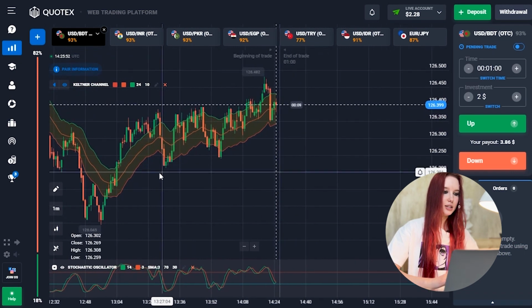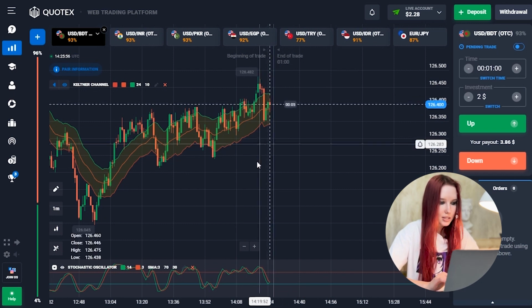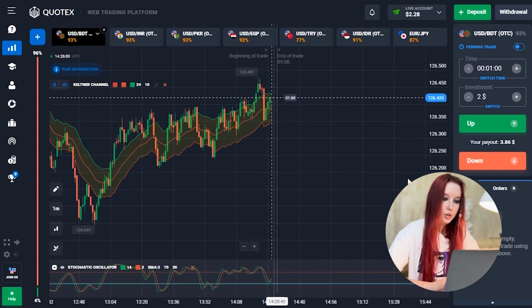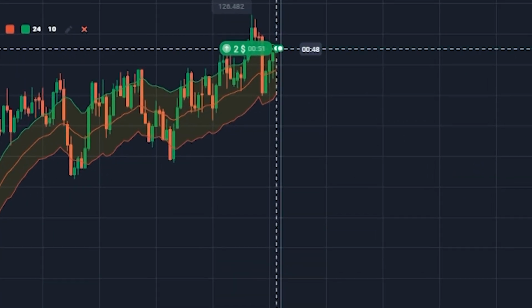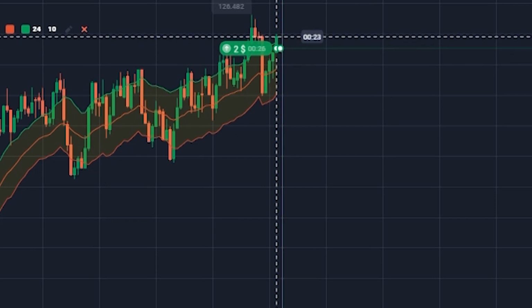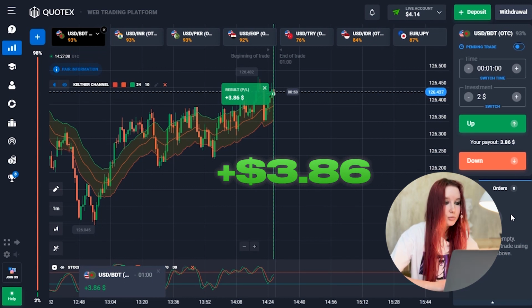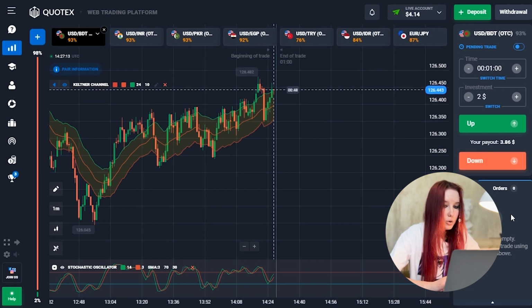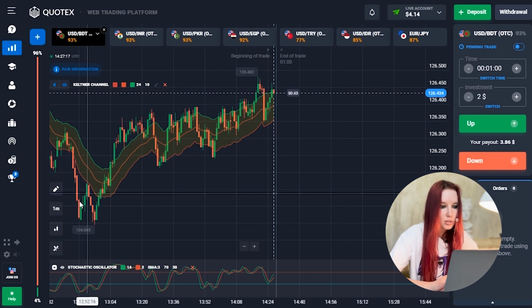And here we see that the candlesticks cross the middle line of the Keltner channel, which gives us a signal that the price will go up. And the stochastic oscillator is at the 30 mark. It also shows that the price will go up. So my first trade will be here. As you can see, the price is still rising to the upper line of the Keltner channel, and all my trades are on a 1-minute time frame, and also the expiration time is 1 minute.